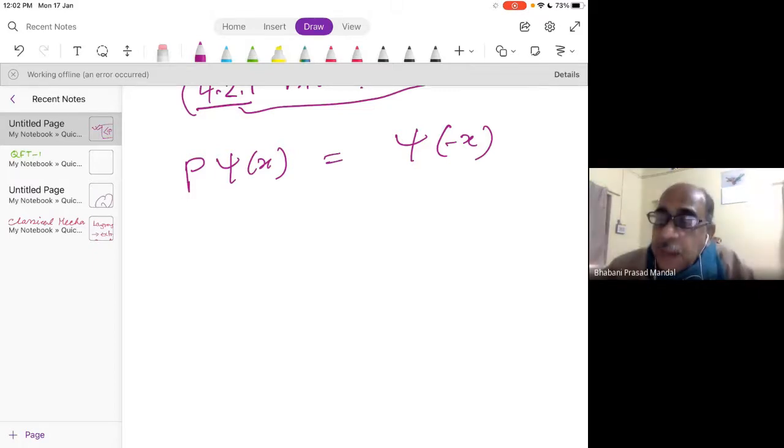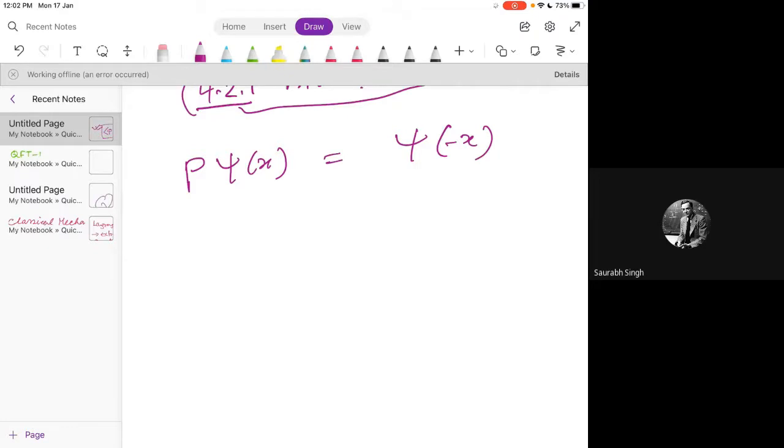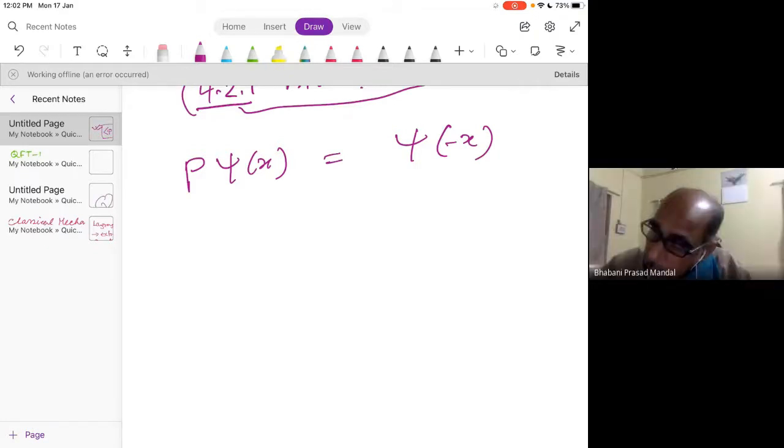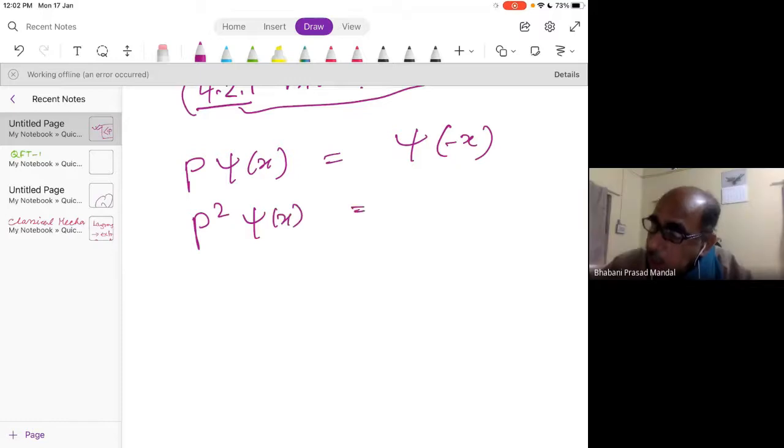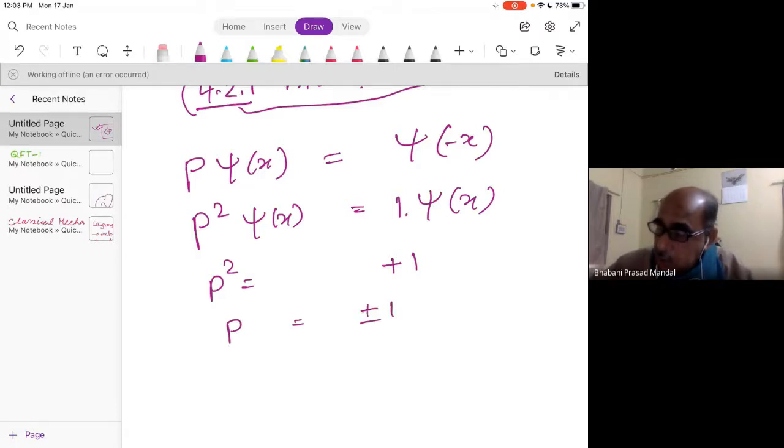Somendu, how do you find that parity has plus minus? So we have to apply the parity operator again on this. Very good. So you operate twice, then you will get psi of x from psi of minus x, so you get P squared eigenvalues. The P squared operator has eigenvalue plus 1, so the P operator eigenvalues are plus minus 1.